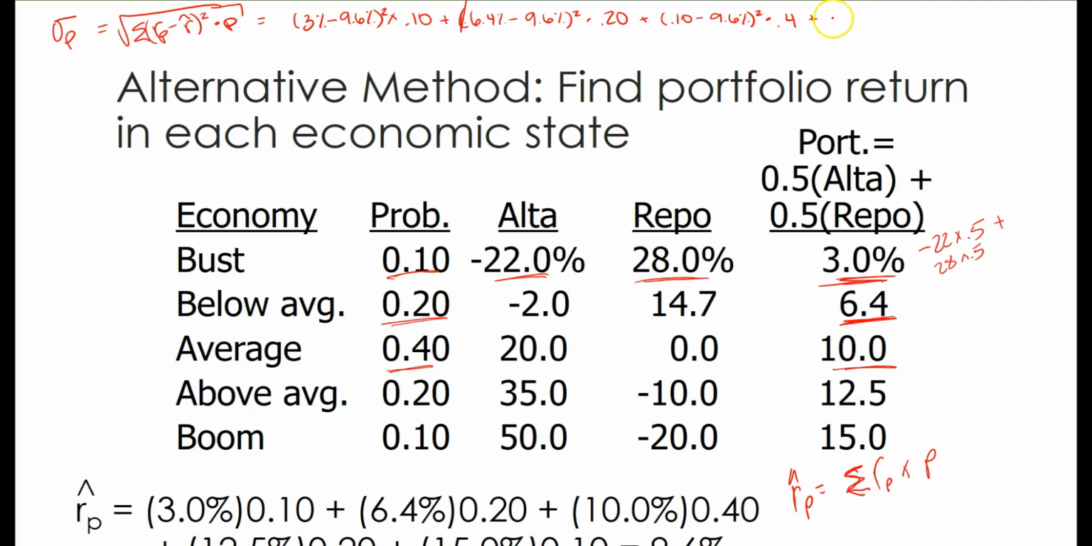Add to it our above average return of 12.5% minus our 9.6% expected return, squared, times a 20% chance of occurrence, plus the boom economy where we have a 15% return. Subtract from that our 9.6% expected return, squared, and multiply that by the 10% chance of occurrence. And then we take the square root of the whole thing.